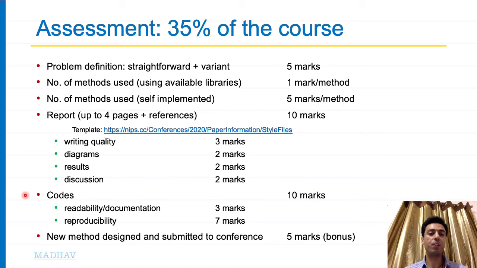And then you submit your codes. For codes, we will be giving marks for readability. If you write properly, document properly, for every function you make proper documentation, commenting, that has marks. And then reproducibility. We will be running your codes and seeing if we are able to reproduce your results. For that, there are marks. And then if you design some new method and you submit your paper to a conference, we give 5 marks as a bonus.